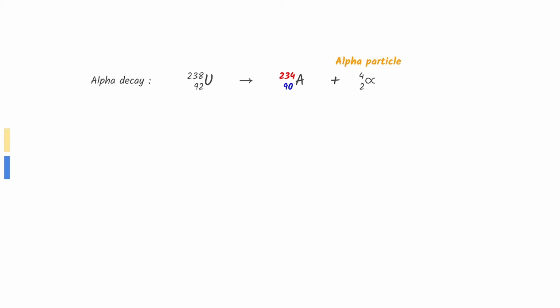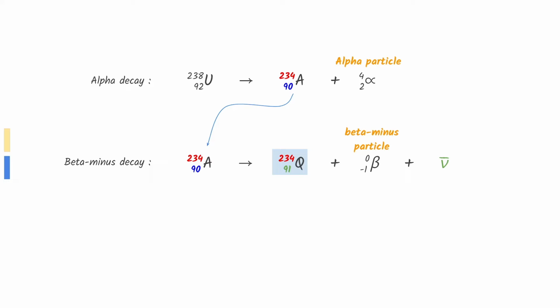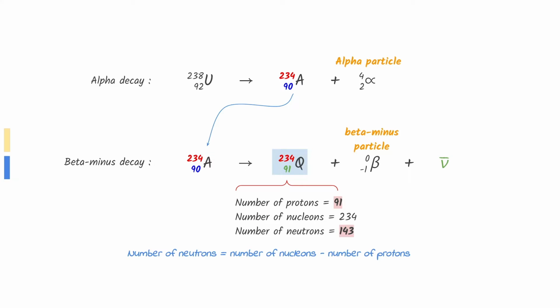When uranium-238 undergoes alpha decay, it produces an element with 234 nucleons and 90 protons. Let's call this element A. When element A undergoes a beta minus decay, we get a new element. Let's call this Q. Element Q has 91 protons and 234 nucleons. To calculate the number of neutrons, subtract the number of protons from the number of nucleons.